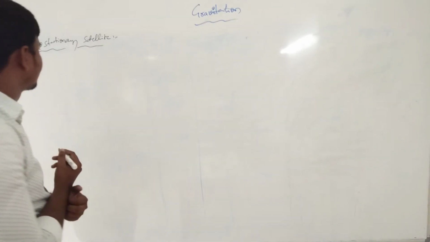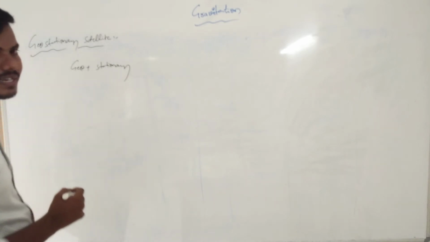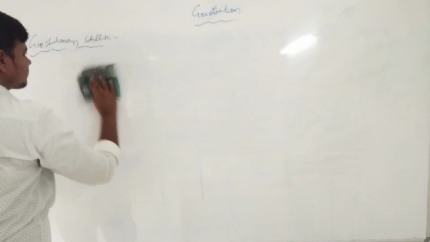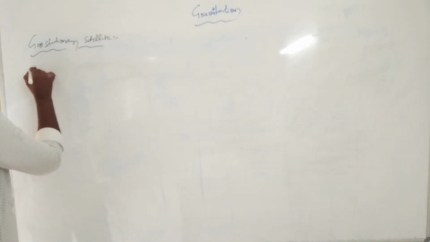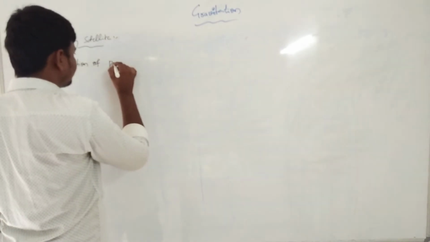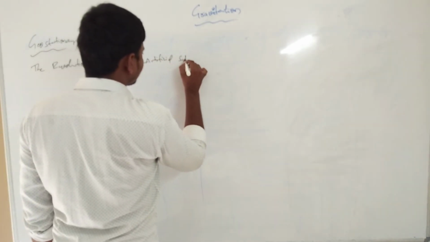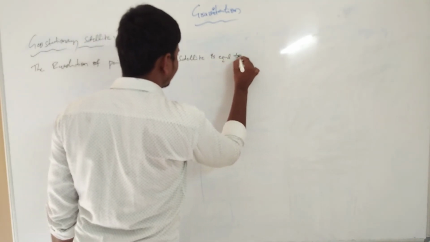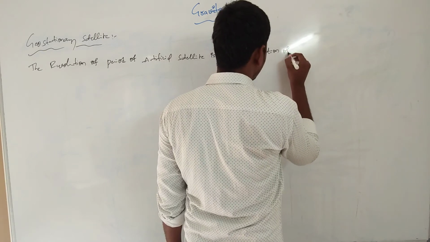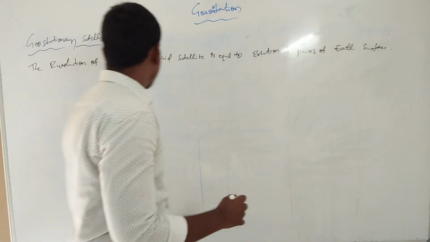Okay. Geostationary satellite. We can take it as geo plus stationary. Geo means Earth. Earth stationary satellite. Now, stationary means the revolution period of an artificial satellite is equal to the rotation period of the Earth's surface, which represents geostationary satellites.